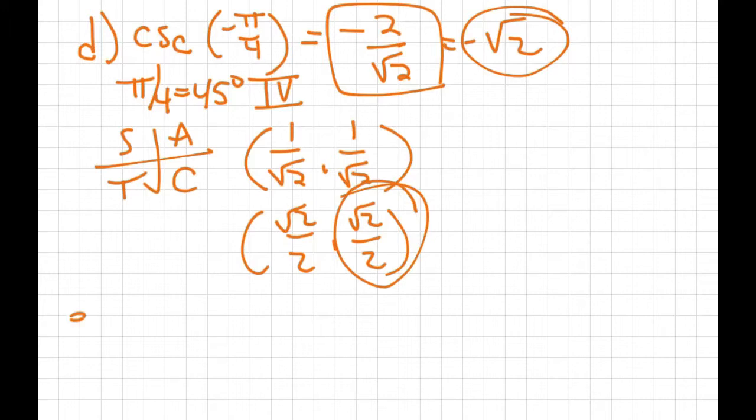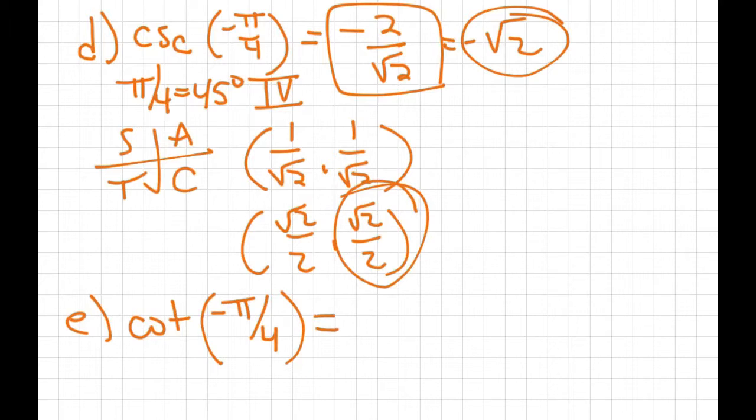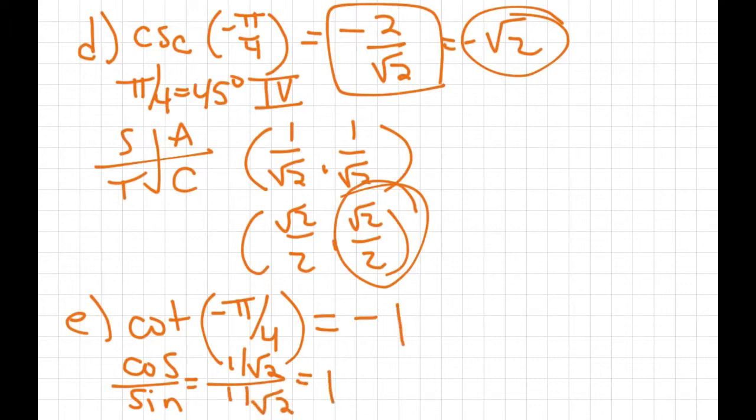For cotangent of negative pi over 4, since cotangent is a reciprocal of tangent, in quadrant 4, this answer will also be negative. Cotangent is going to be cosine over sine. So cosine over sine, you're going to find out is 1. And since it's in the fourth quadrant, it's going to be negative 1.